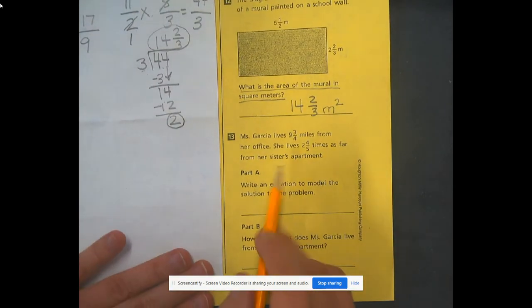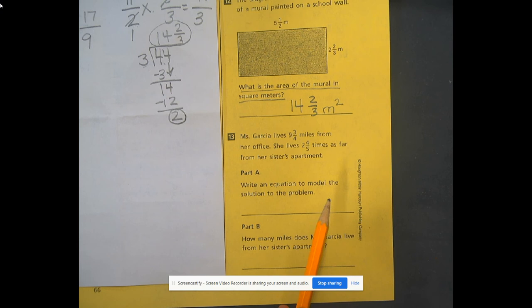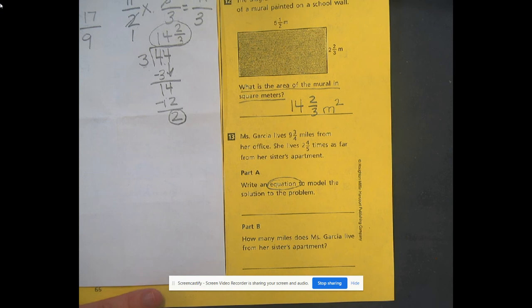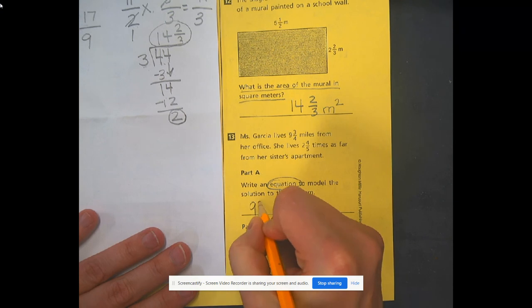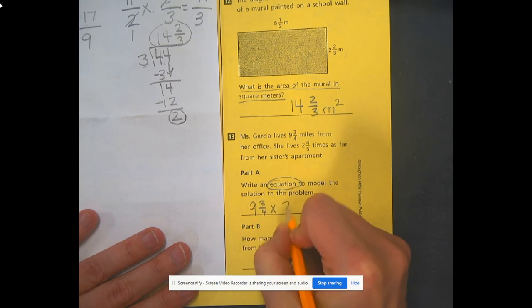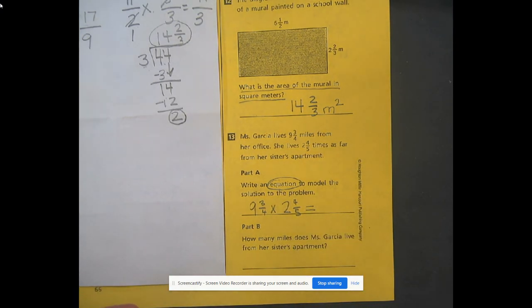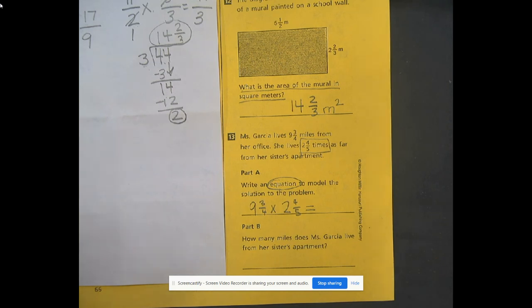Okay, Miss Garcia lives 9 3/4 miles from her office. She lives 2 4/5 times as far from her sister's apartment. Write an equation to model the solution to the problem. Okay, what tells us what to do? Equation. Okay, so what's our equation going to be? Good. Okay, now, why did you say times? Because it says 2 4/5 times. Good.